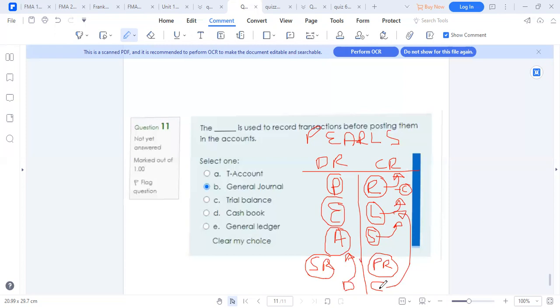Mr. Collins, to increase buildings, we debit. True or false? True, because buildings are assets. Excellent.